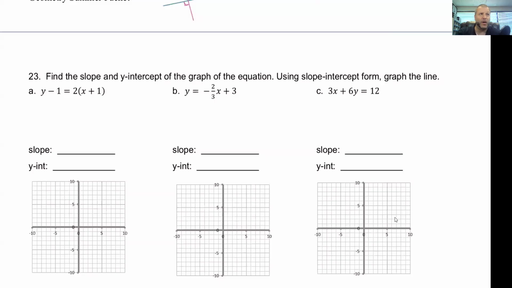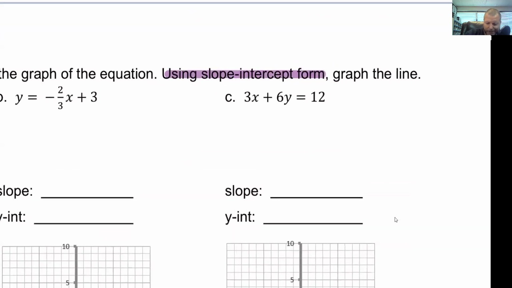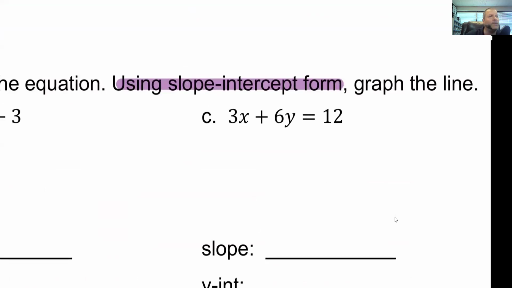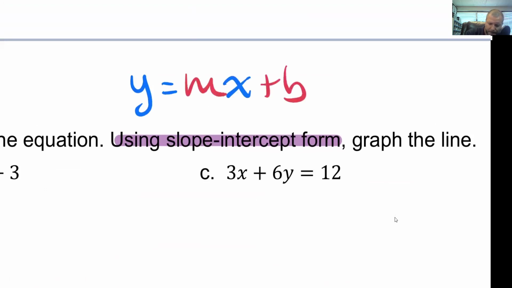So 23, we want to find slope and y-intercept. So it forces us to use slope-intercept form. We can't think for ourselves, we've got to use this form. Slope-intercept form is y equals mx plus b.